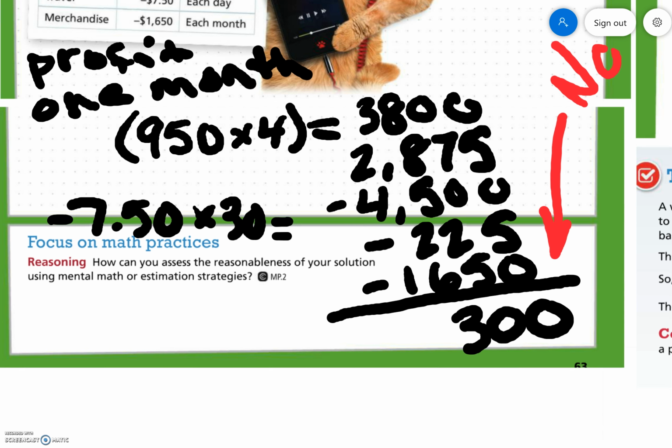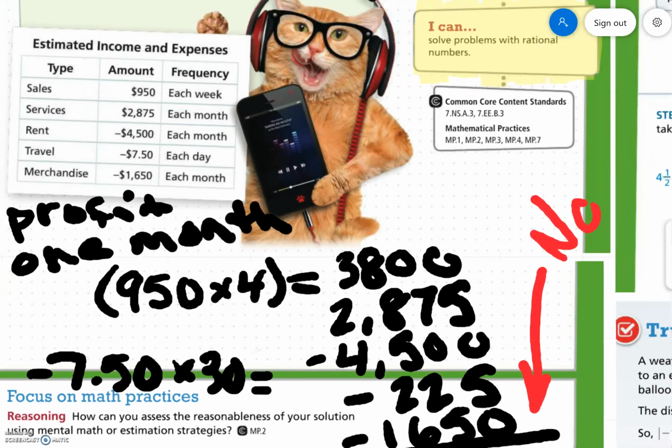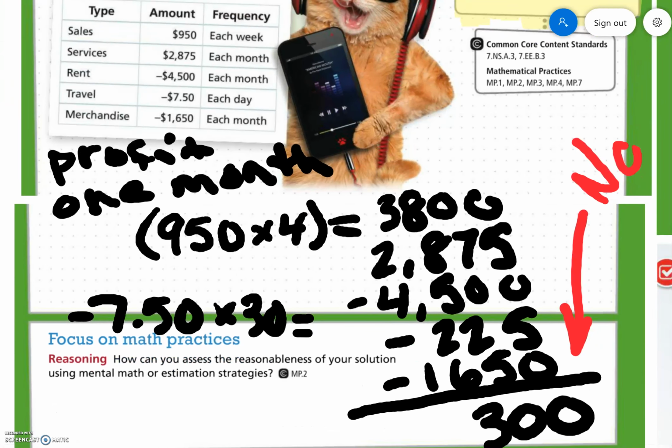Focus on math practices. How can you assess the reasonableness of your solution using mental math or estimation strategies? Well, we can estimate how much he spends for each category and then use mental math from there on.